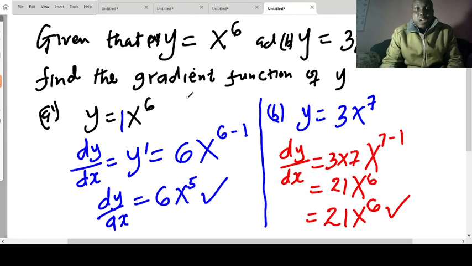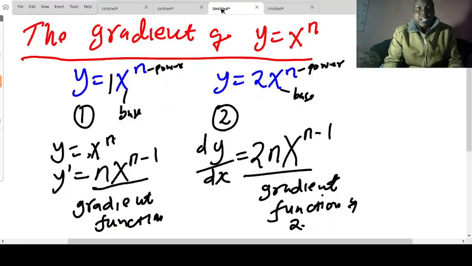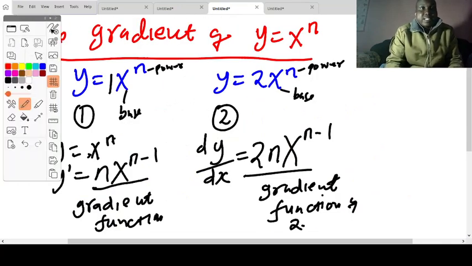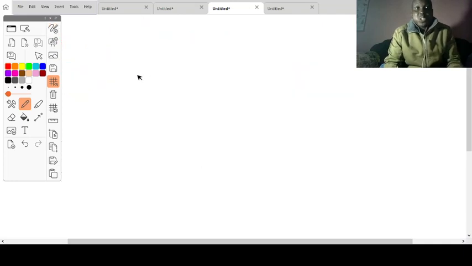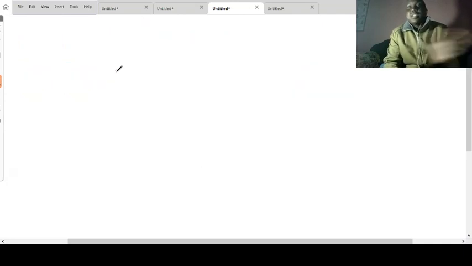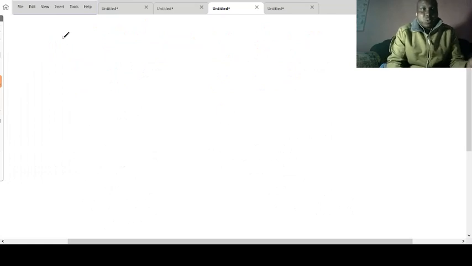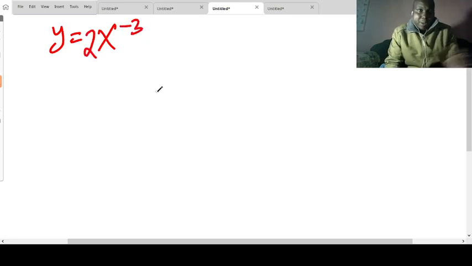Let me do now the function which has negatives. Let me go back here and delete this. Do more examples, because once you understand this one, what comes next will be easy. Given that y is equal to 2x raised to power negative 3. What if the power is negative?